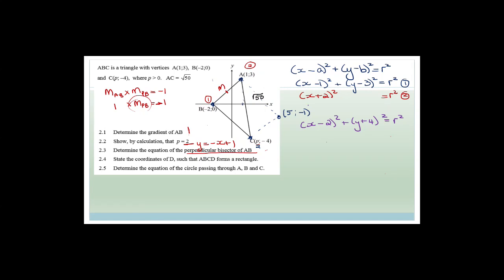So now what we could do is try and simultaneously equate some of these equations. Let's start with 1 and 2. I'm going to say (x minus 1) squared plus (y minus 3) squared is equal to (x plus 2) squared. Okay, so let's work out what that gives us. Do you agree that would give us x squared?